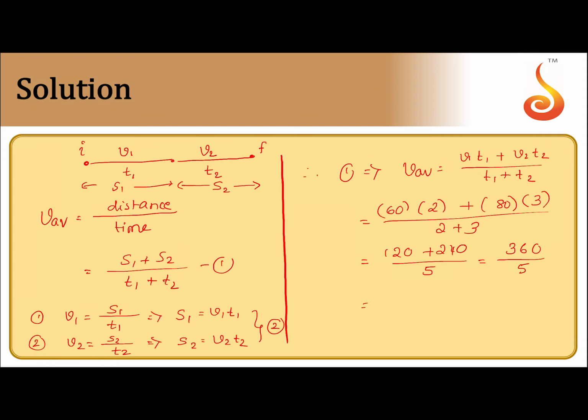That's right. So now the average speed is nothing but 360 divided by 5. So if you simplify it further, how much do we get? 72 km per hour. Therefore, the average speed is equal to 72 km per hour.